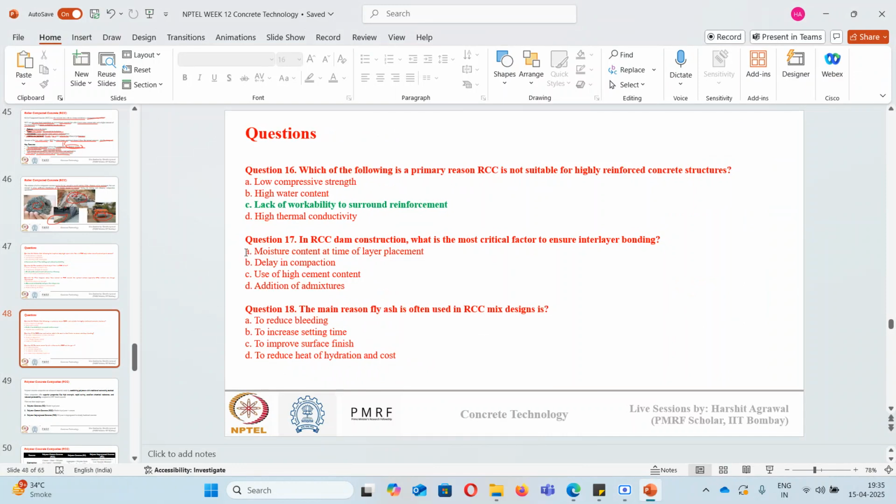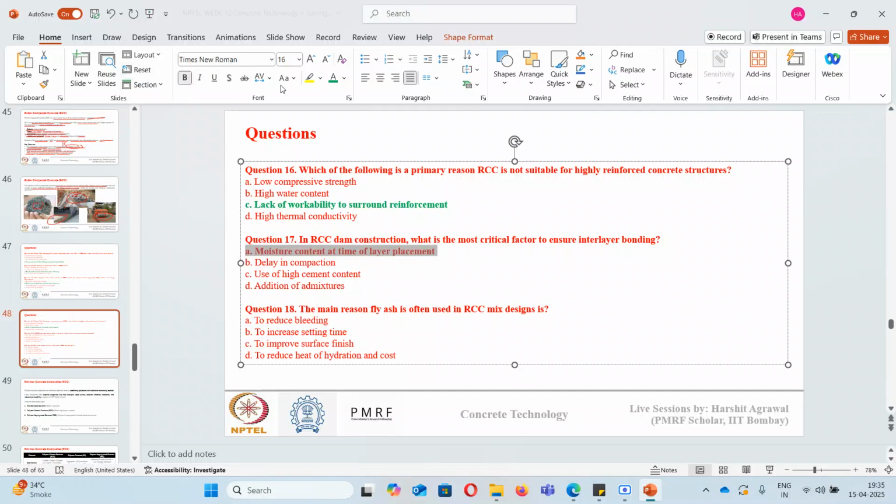Okay, so the correct answer for this question will be A. It is the moisture content. That's why we are saying the mix should not be dry and not be very stiff. For good bonding between the successive layers of roller compacted concrete, moisture content is critical. If there is a very dry and stiff mix, that will lead to formation of cold joints. However, if the mix has certain moisture, it will be able to bind with the adjacent layer properly.